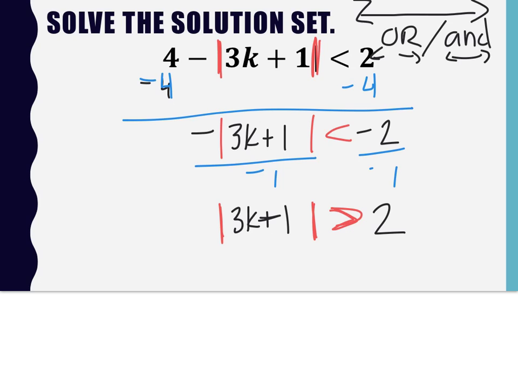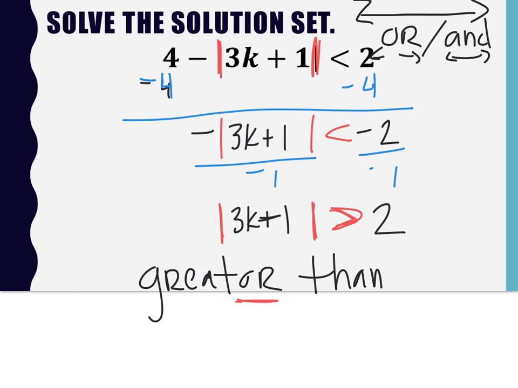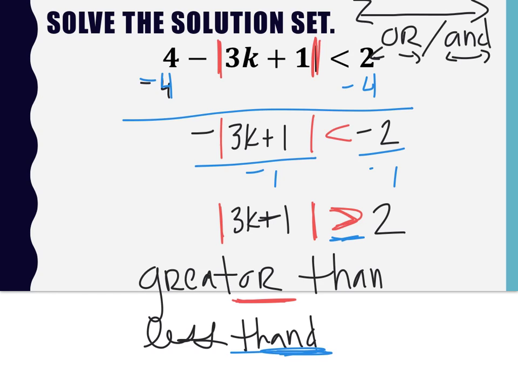Now how I remember this: if it's greater than, it's an or statement. If it's less than, it's an and statement. Okay? Right now this says greater than, so it's going to be an or statement.